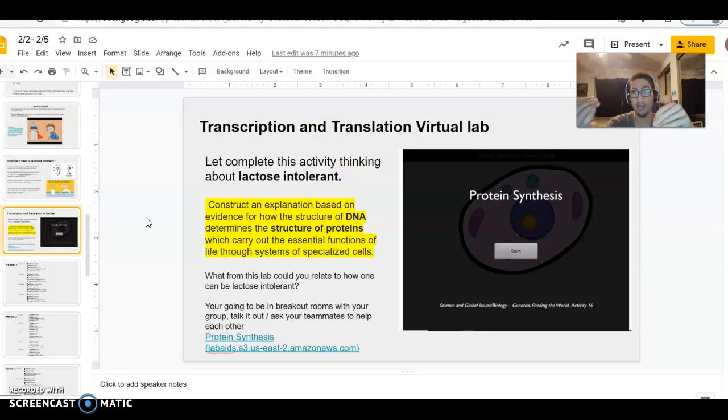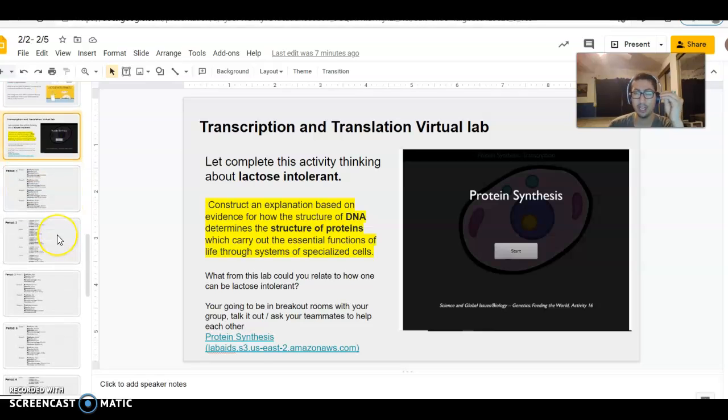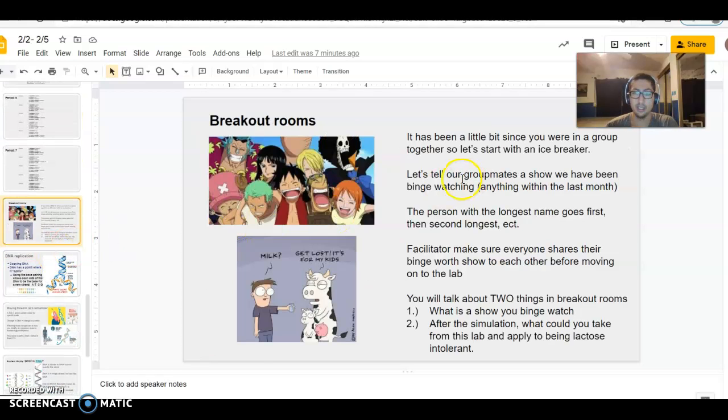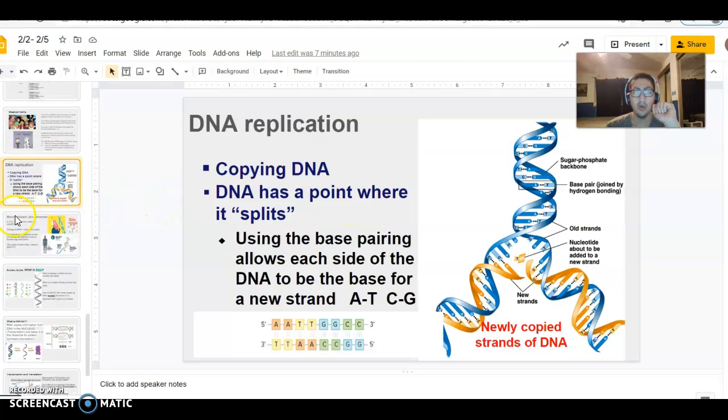Like, what is going on in their genome? What is their body lacking? What does their body not have? Right? So really think about that and try to get that going. We'll go over that a little bit more in class, but I want you to take your best shot at it, knowing what we know about the genome. Okay, so we're gonna skip this because you guys are not gonna be in breakout rooms, right?